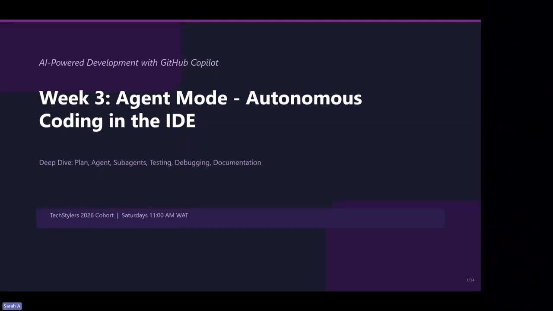Today, this is week 3, and this is where we are going to move from AI-assisted coding to a kind of delivery. So in week 1, we just did a tour around GitHub Copilot, what it does, what it's all about. In week 2, we talked about prompting.